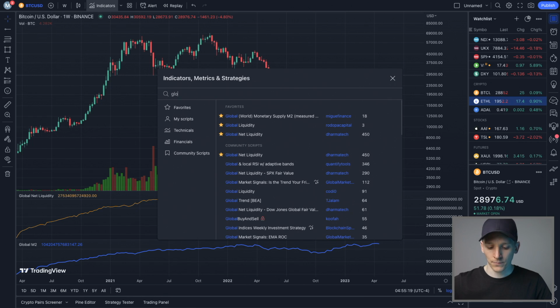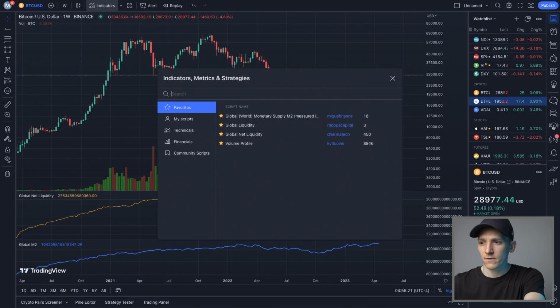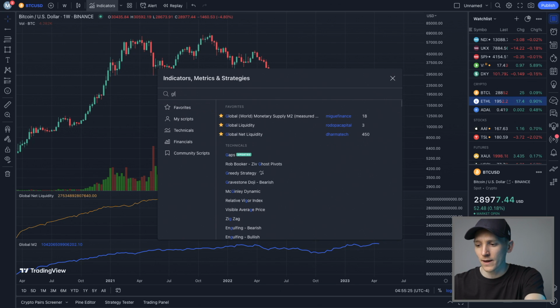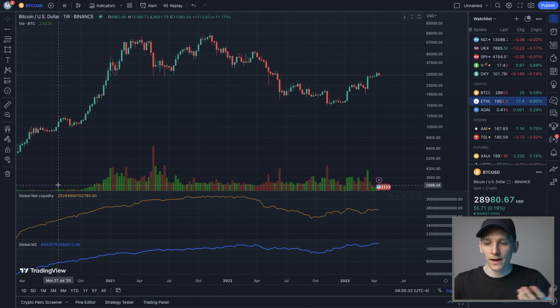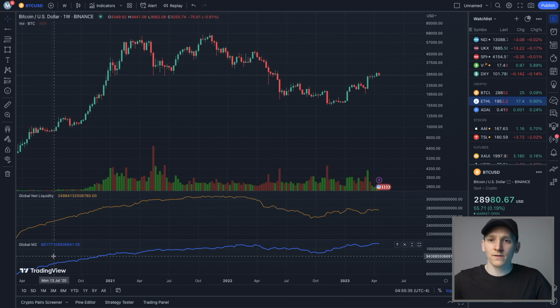The other one that we want is net liquidity. So if we see this one right here, which I think is just global net liquidity, you can search for that right here. I've favorited these, so it's this one, and that gives you this orange line right here. Now these two things are slightly different. M2 is the money supply around the world from most of the large central banks and currencies. So, how much money is in the system.